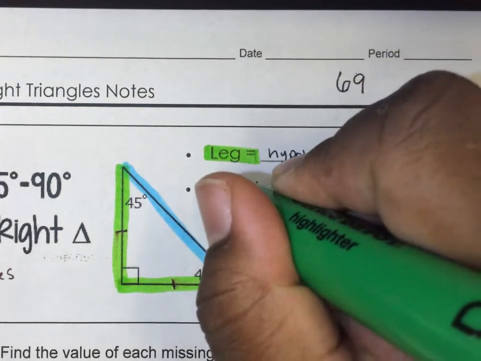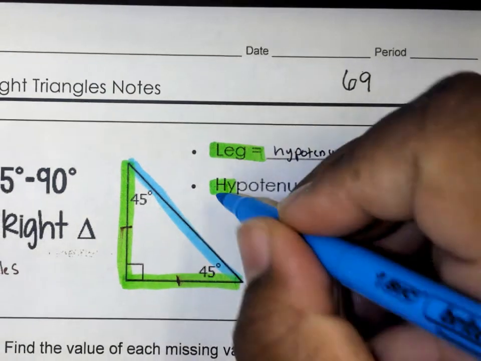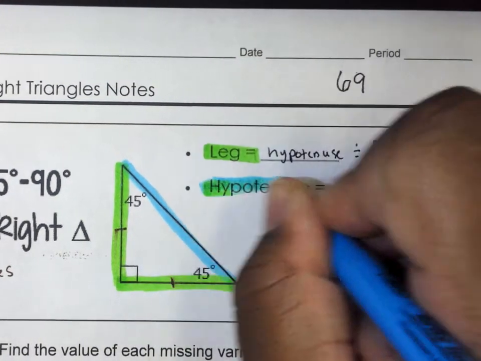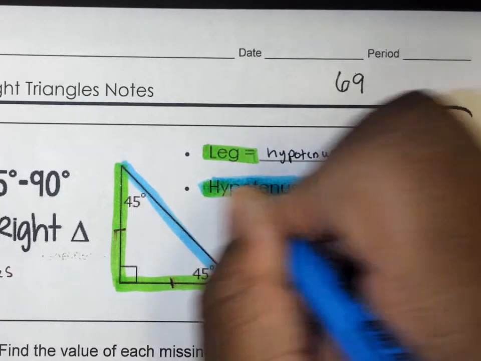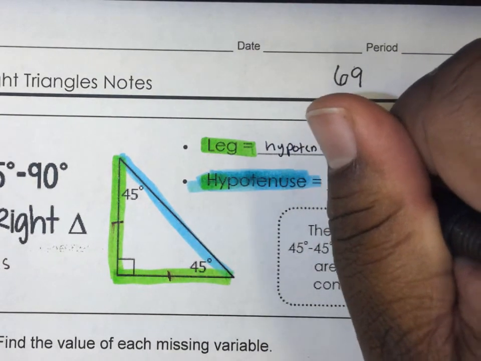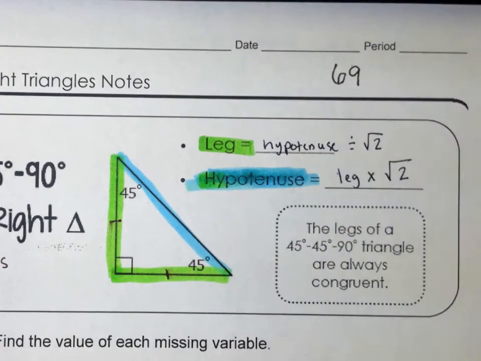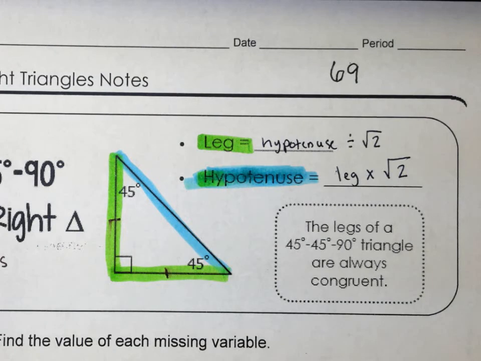If I had my hypotenuse, oh, wrong color. Oh, excuse me, if I was looking for my hypotenuse and I had one of the legs, I would do whatever that leg they give me times square root of 2 to get my hypotenuse. Now, I'm going to show you why real quick.